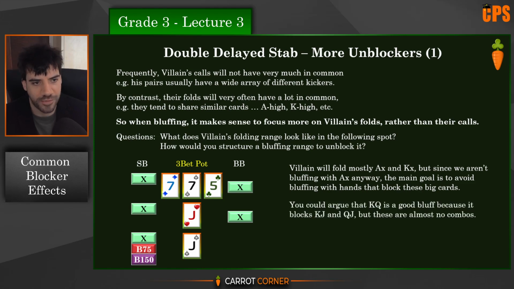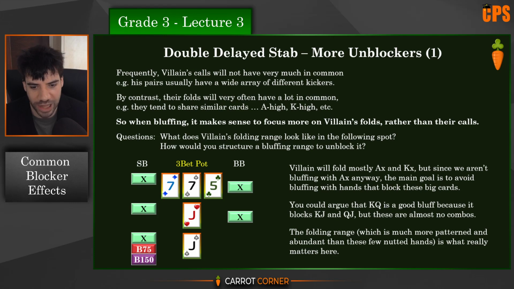You could argue at first glance that king-queen is a good bluff because it blocks king-jack and queen-jack, but these are basically no combos. The problem here is that villain doesn't actually have these hands much because firstly they don't 3-bet them a ton preflop, and secondly they bet the turn a lot of the time if not the flop with these holdings. The folding range, which is much more patterned and abundant than these few nutted hands, is what really matters, and that's mostly going to be king high, ace high.